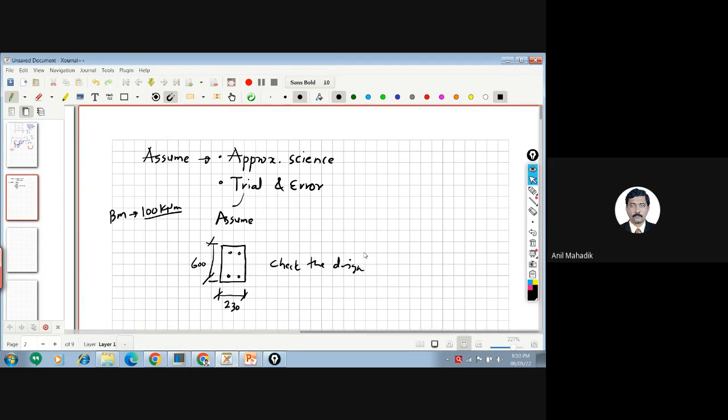And you are asking about assuming the loads, how you are getting the bending moment and shear force here. Yes, sir, this I am asking. So it is a trial and error method only.